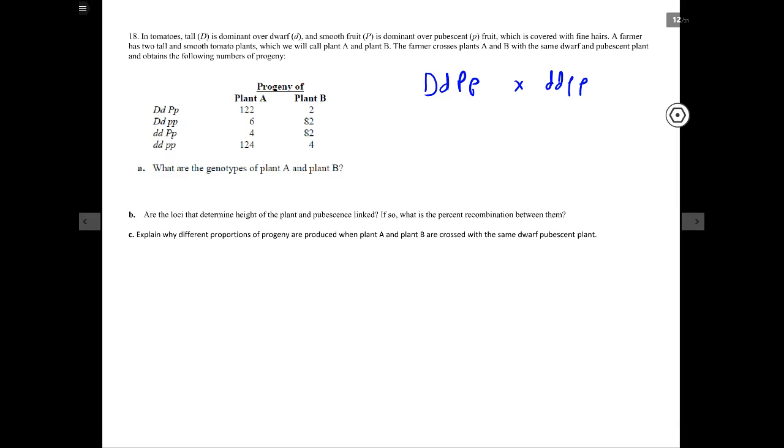So if you read this whole thing, a farmer has two tall, smooth tomato plants, and they both are heterozygous, but he doesn't know how they're heterozygous. And there's two different ways it can be heterozygous. It can be like this, or it can be like this.